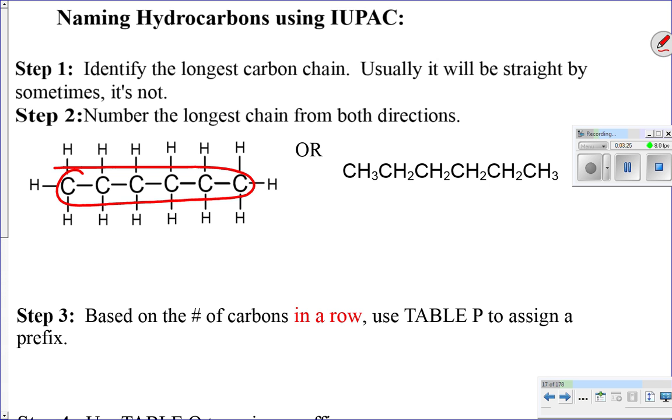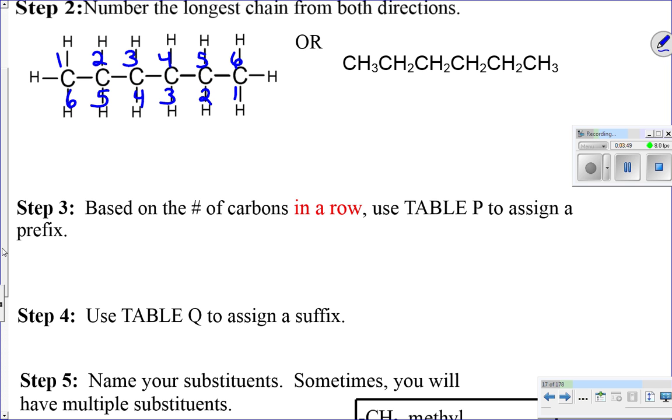And we like to actually number in both directions. The reason that we like to do this is sometimes we're going to have to tell people where certain things are, and the orientation of the molecule can be kind of important. 1, 2, 3, 4, 5, 6. Or if we number in this direction, 1, 2, 3, 4, 5, 6. It's not going to make a real difference in this particular example, but it is a nice habit to get into. Based on the number of carbons in a row, we're going to use table P to assign a prefix. 6 carbons in a row is the prefix hex.